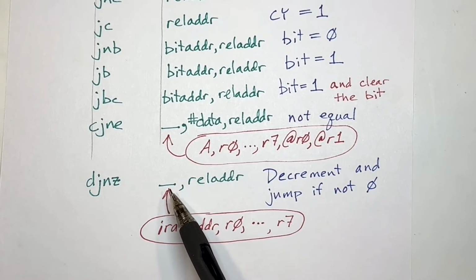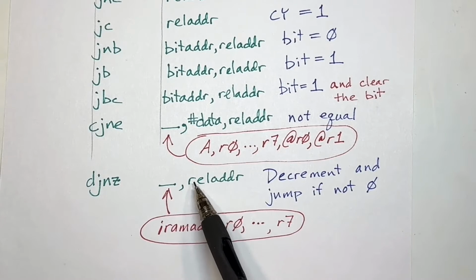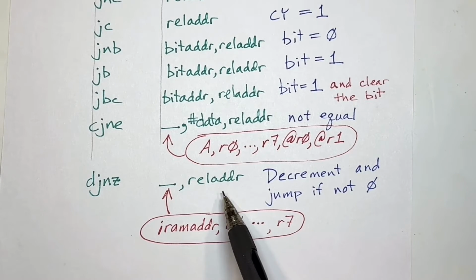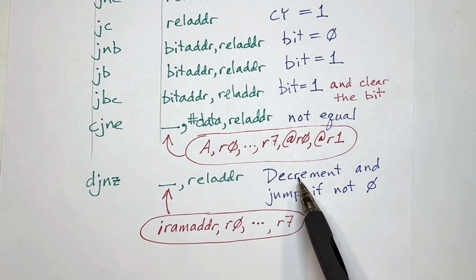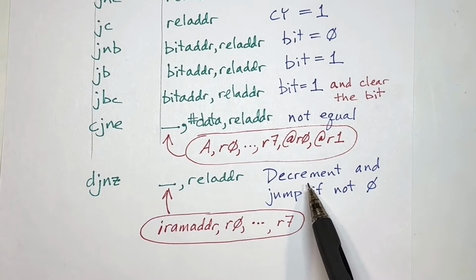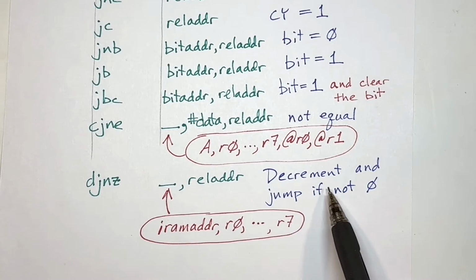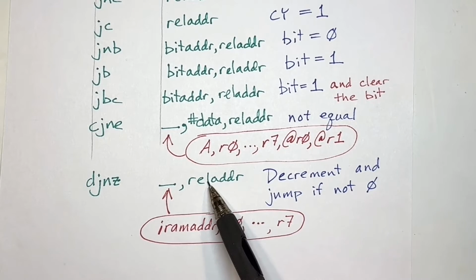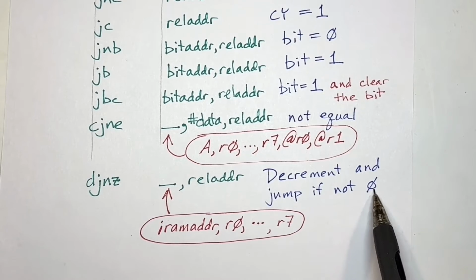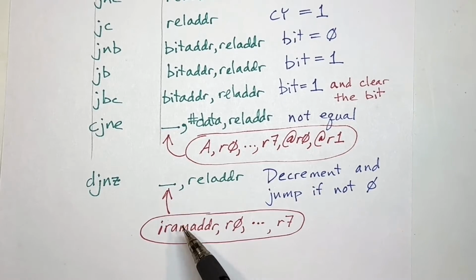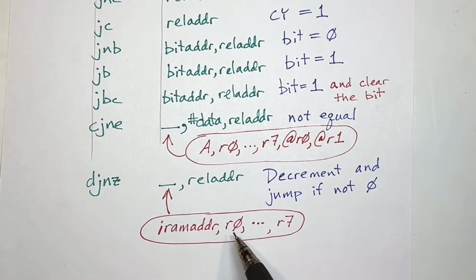And again, we can specify an operand and a relative address. And this is particularly useful for loops where we have a counter and we start the counter with the number of iterations we want. And at the bottom of the loop, we decrement the counter and jump back to the top of the loop if the counter has not reached 0. The counter can be in a memory location or one of the 8 registers.